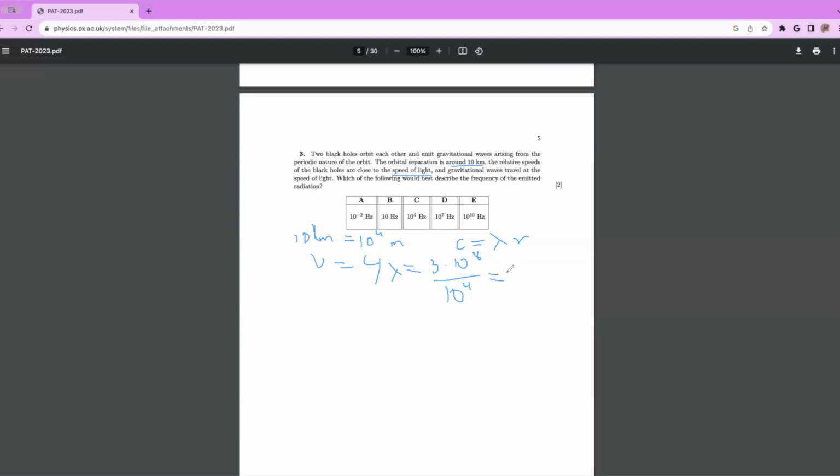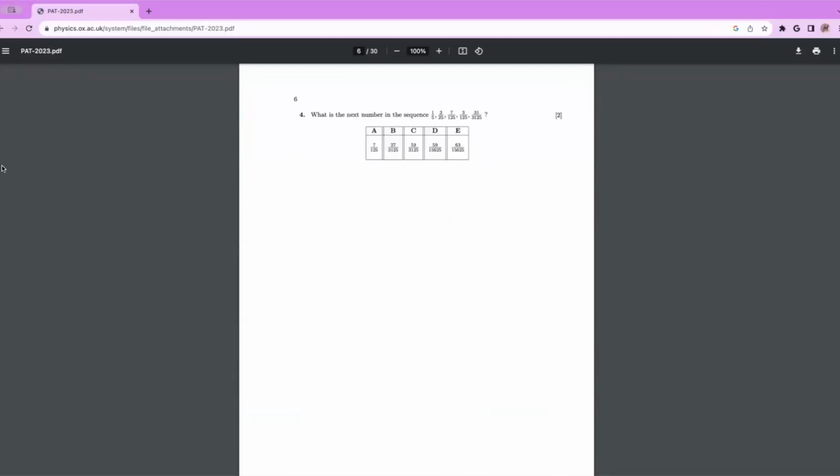And that gives us an answer of 3 times 10 to the 4, which puts the order of magnitude at 10 to the 4. So I'm going to pretend the answer is C. Once again, that was probably wrong, so please don't blame me. Well, I suppose you can, but it won't make a difference.